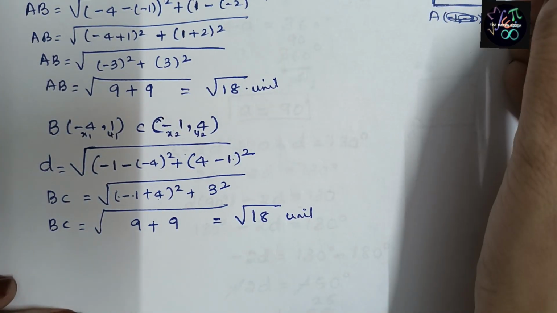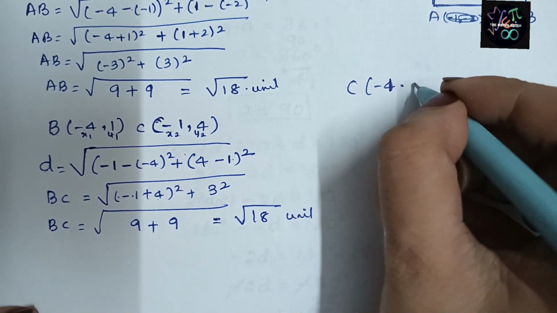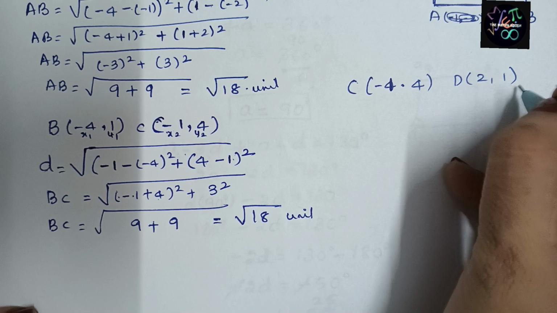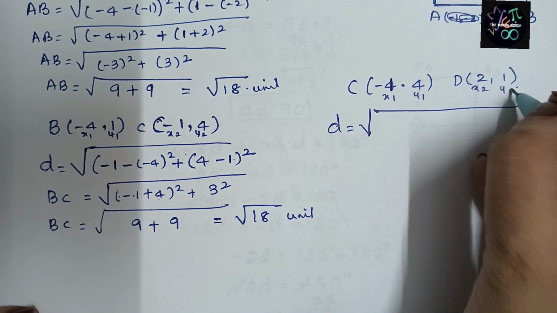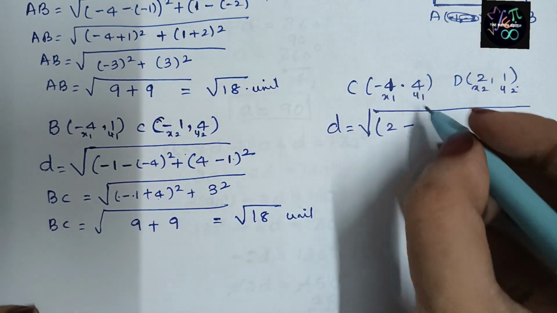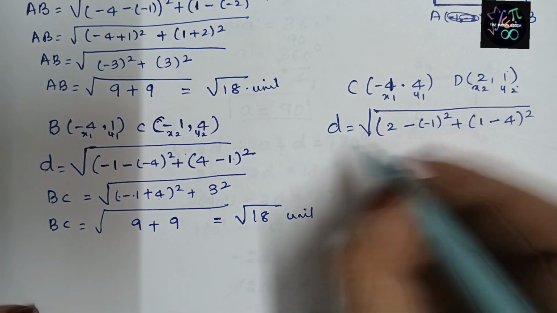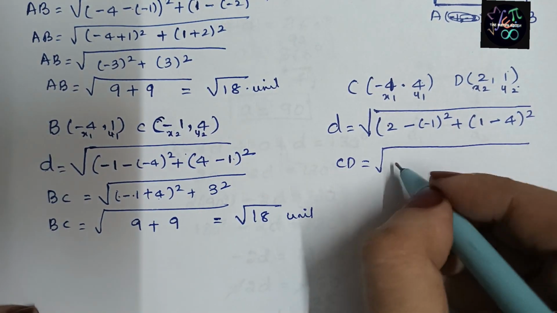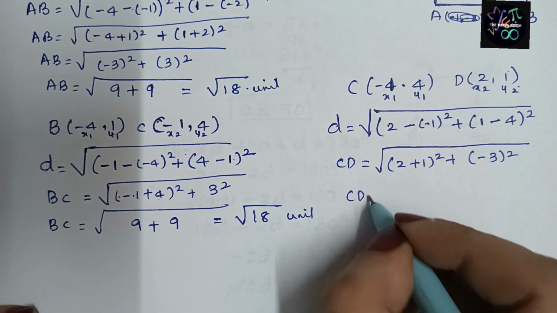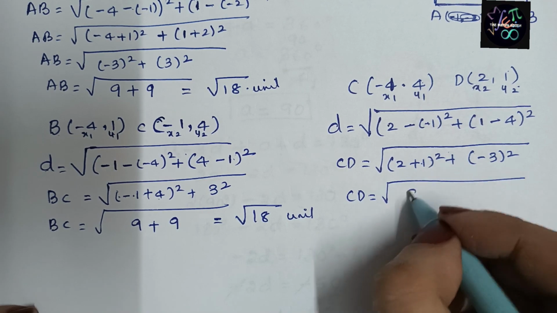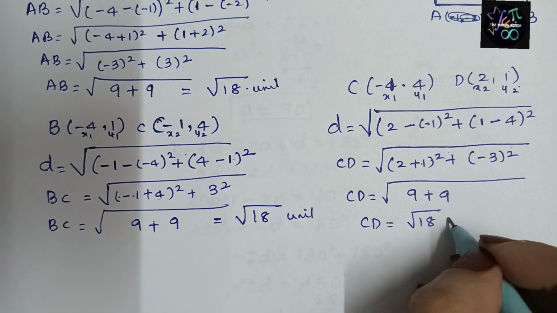Let us see CD. C point is (-1, 4) and D point is (2, 1). So the distance formula, x1, y1, x2, y2: (x2 minus x1) whole square plus (y2 minus y1) whole square. CD distance is root of (2 plus 1, which is 3) whole square plus (1 minus 4, which is minus 3) whole square. 3 square is 9, and minus 3 square, the minus is gone, is 9. So again we got CD is also root 18 units.